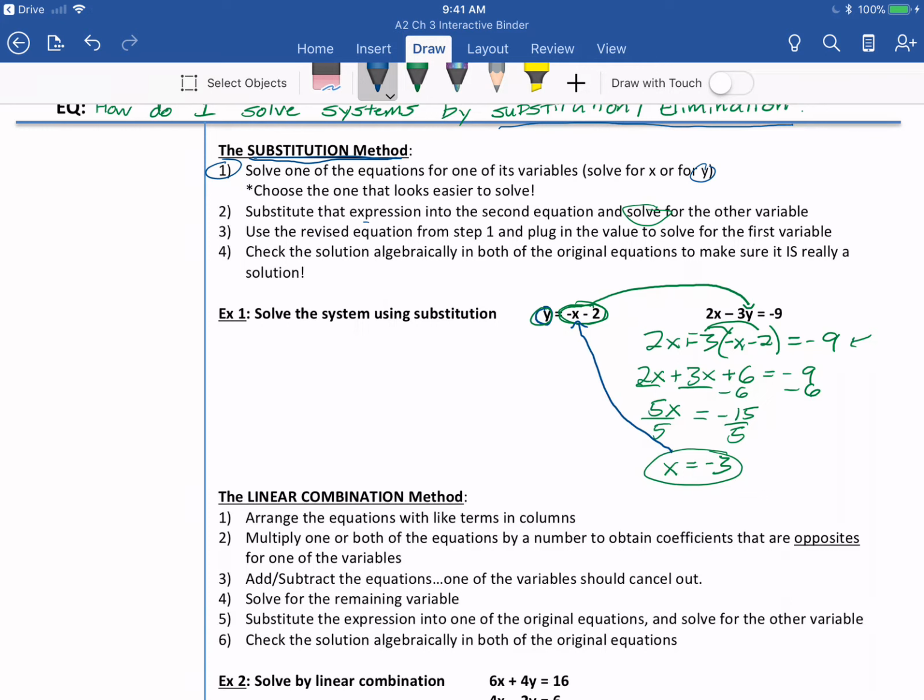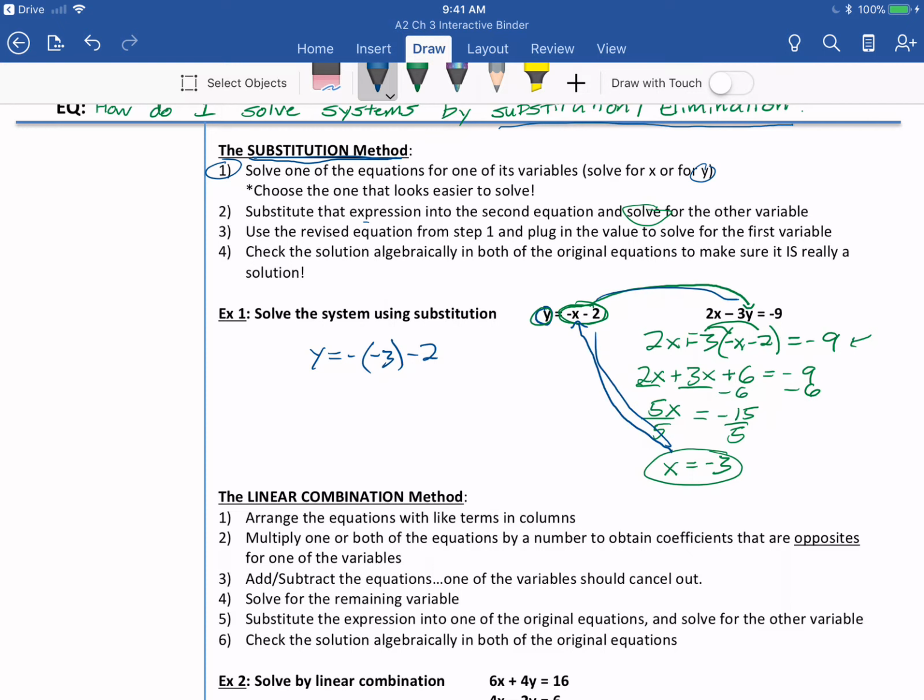You can plug it into either equation, but I think this one's easiest because it is y equals, and then now it's negative, and instead of writing x, I'm going to write negative 3, and then minus 2. So I substitute, and you substitute into this equation here, and then you go through and substitute into this equation here.